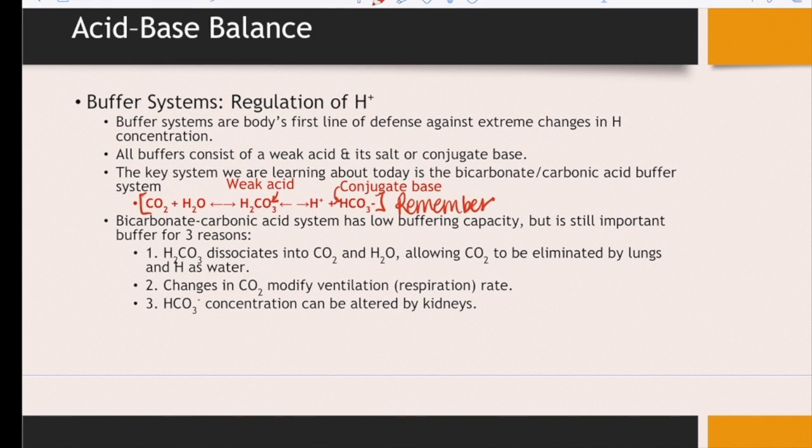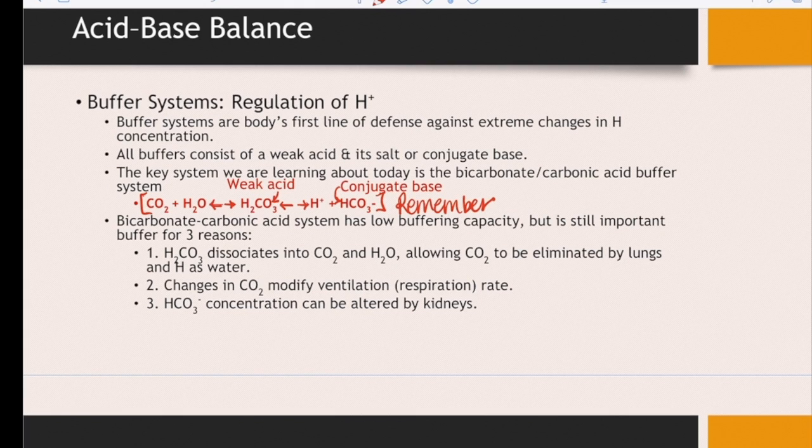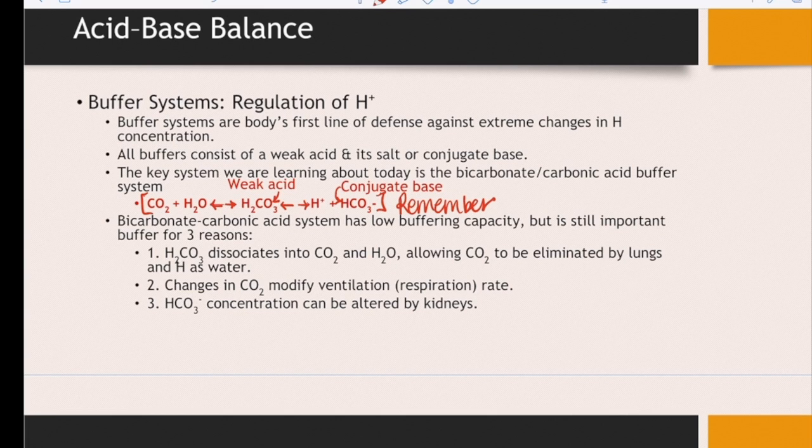And this buffer system is important for 3 reasons. You can see that the equation has these double arrows that are able to go both directions. That means the body can move this equation in either direction depending on what it needs. One thing that H2CO3, as the weak acid, can do is dissociate into carbon dioxide and H2O, and that allows us to breathe off some of that acid, right? So we are able to breathe off CO2 as well as the protons that come along with it as water.